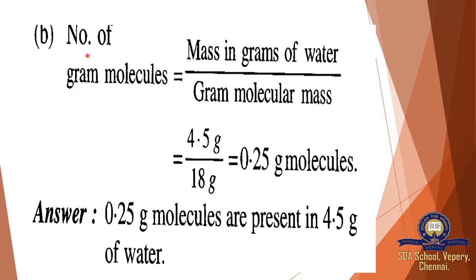For the second sum, number of gram molecules equals mass in gram of water divided by gram molecular mass. Yes, they have given 4.5 gram. Already we know water's molecular mass is 18 gram, because H2O is H2 plus oxygen with atomic mass 16, so totally 18 gram. So this given weight divided by the molecular mass of water equals 0.25 gram molecules. This is the answer for the number of gram molecules for the given weight of water.